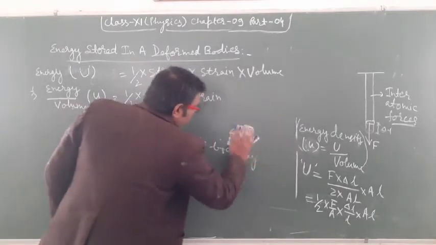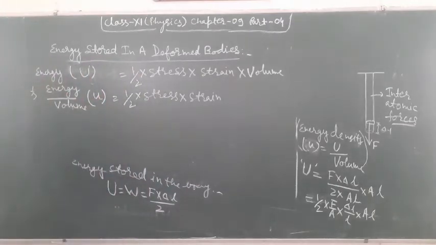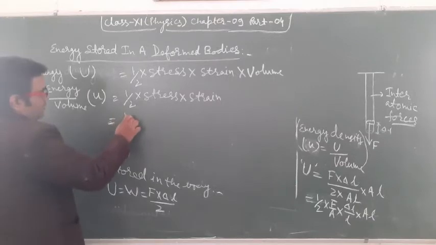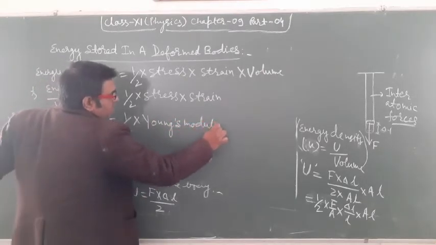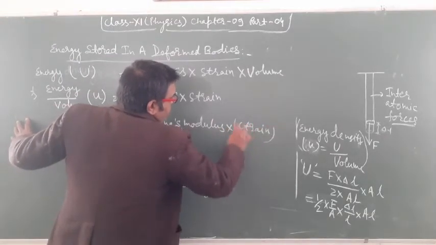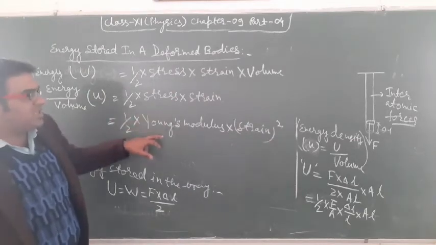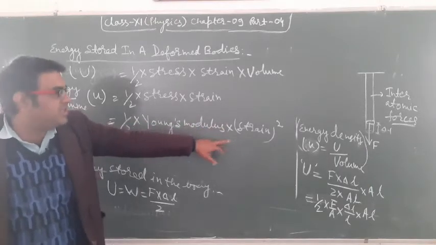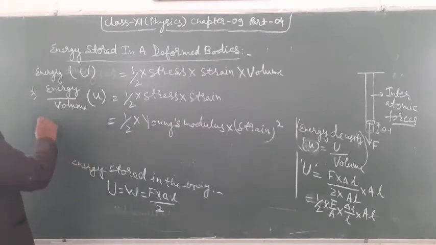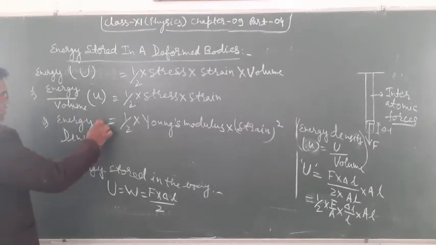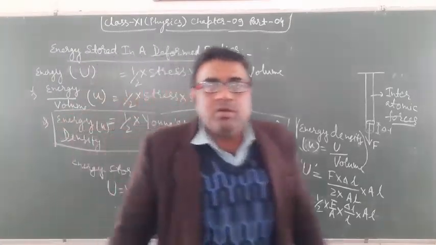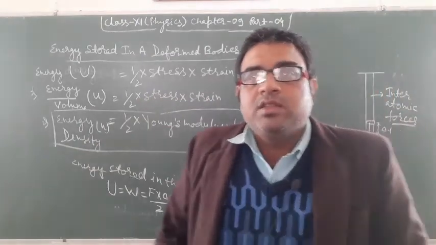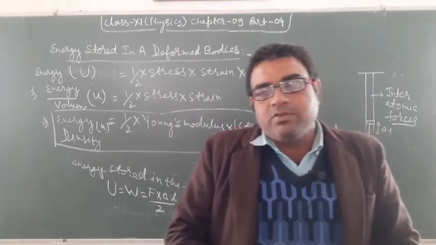Now we are going to discuss energy density in terms of Young's modulus. So you know that 1 by 2 stress into strain can be written as 1 by 2 Young's modulus into strain square, because Young's modulus is equal to stress upon strain, and the strain cancels out. So energy density u can be given by this expression also, 1 by 2 Young's modulus into strain square. So this is about the energy stored in deformed bodies when you are applying a deforming force on the body.